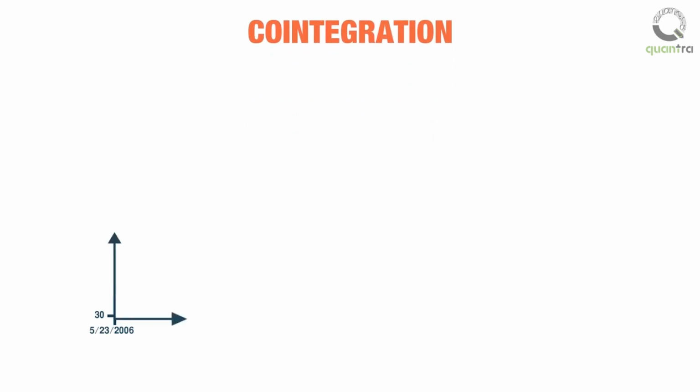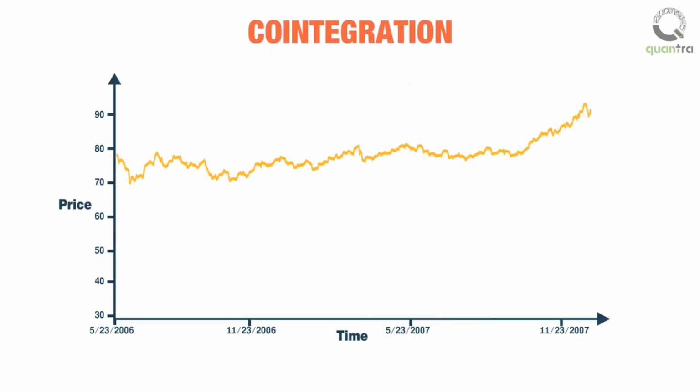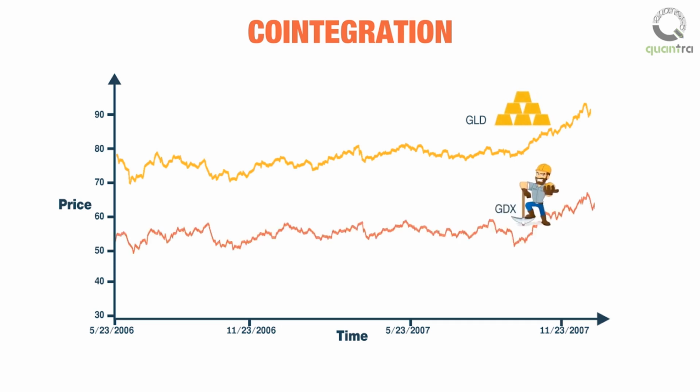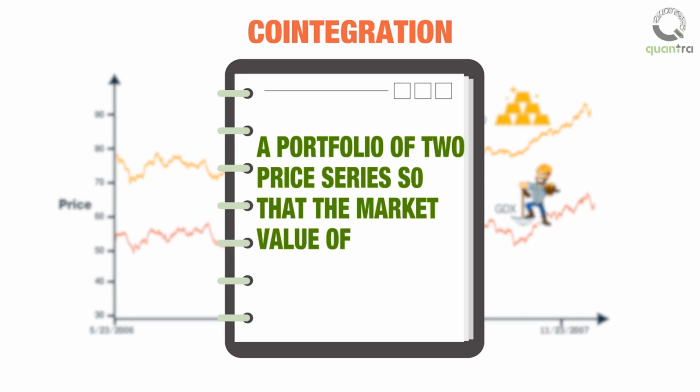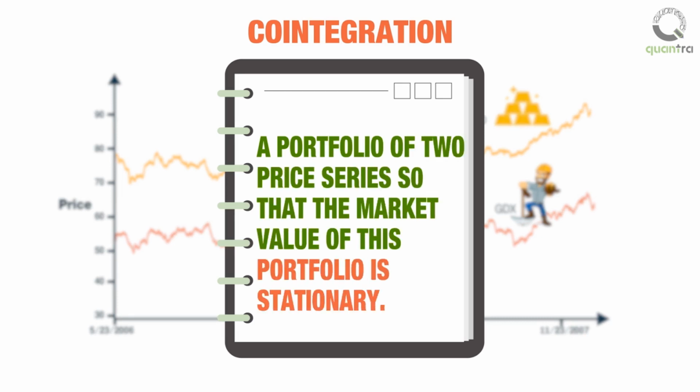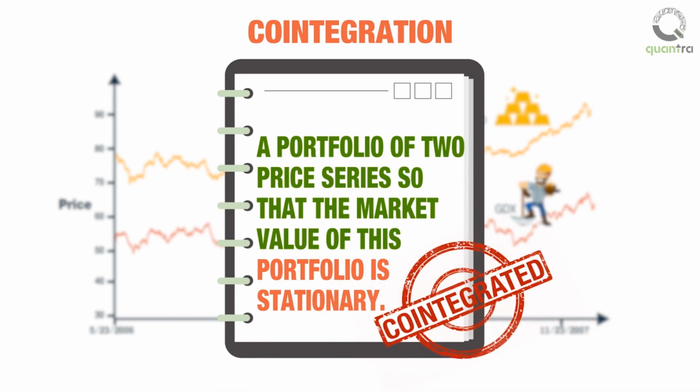As stated in the previous section, most financial price series are not stationary. But, fortunately, we are not confined to trading those prefabricated financial price series. We can create a portfolio of two price series so that the market value of this portfolio is stationary. If so, then, the individual price series are said to be cointegrated with each other.